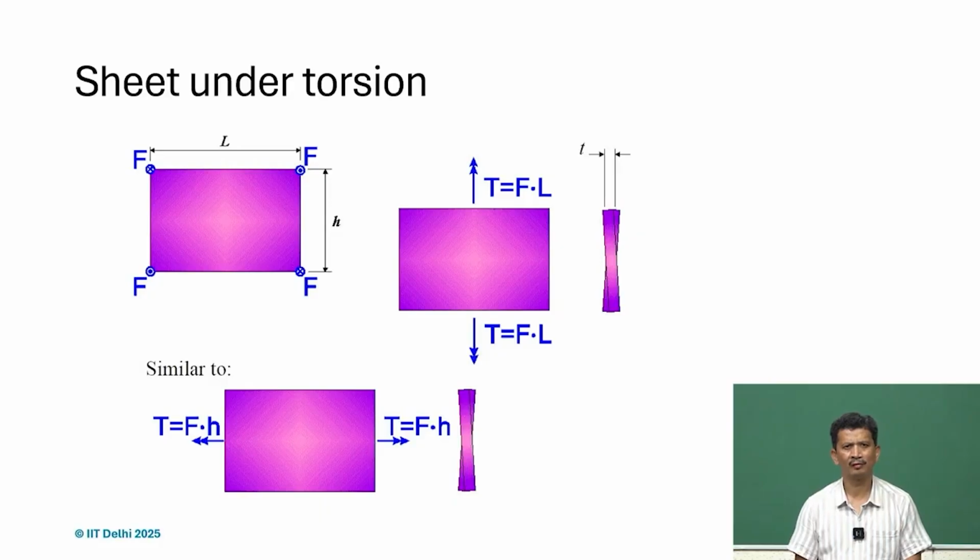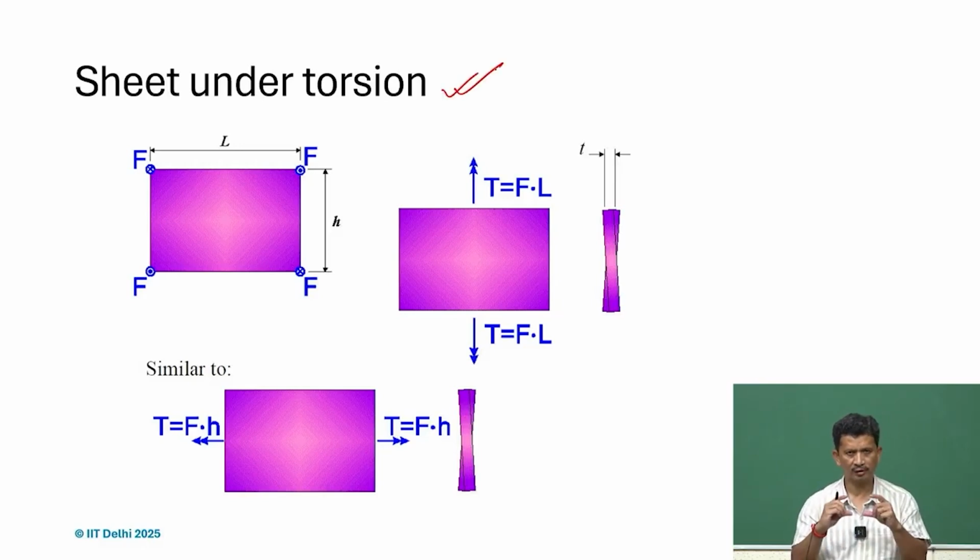Hello everyone, welcome back. So in the last lecture we were talking about stiffness under torsion, and we talked about different kinds of cross sections and compared solid shaft with the thin tubes. So we'll continue with that, and now we talk about thin sheet under torsion.